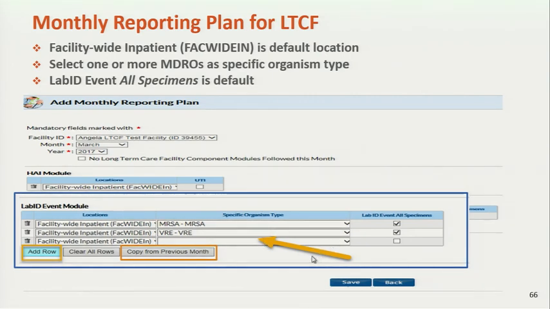If you are following, I would say, more than one organism in the LabID event module, it would be really efficient for you to just copy from previous months each time you do your monthly reporting plan. So instead of selecting each individual row, you could just copy from previous month, and it would pre-populate your plan from last month for you. And that's just a little trick that makes your life much easier.